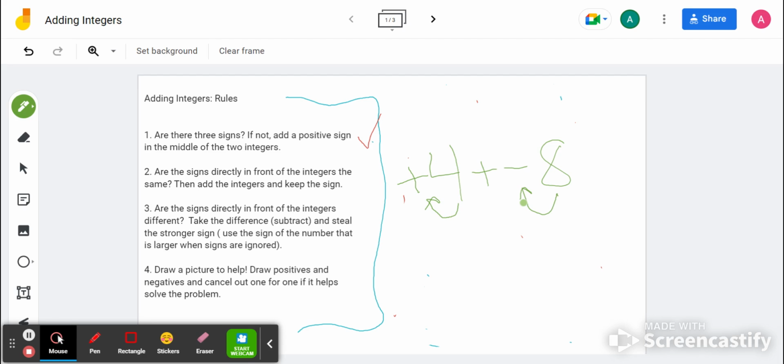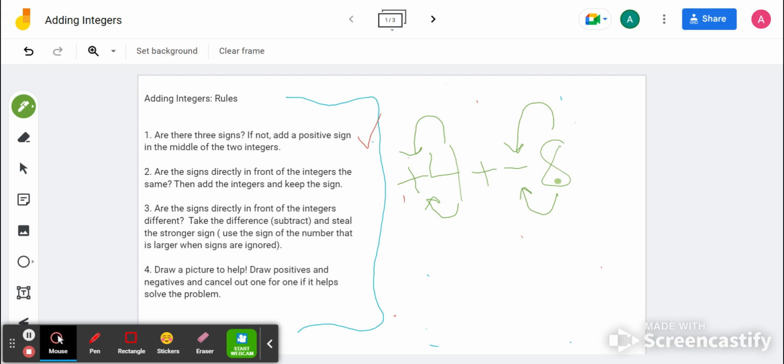Now I can proceed. Are the signs directly in front of the integers the same? Let's check. In front of the 8, we have a negative. Right in front of the 4, we have a positive. They are not the same, so I'm not going to do step 2. Step 3, are the signs directly in front of the integers different? Yes. So take the difference, subtract.